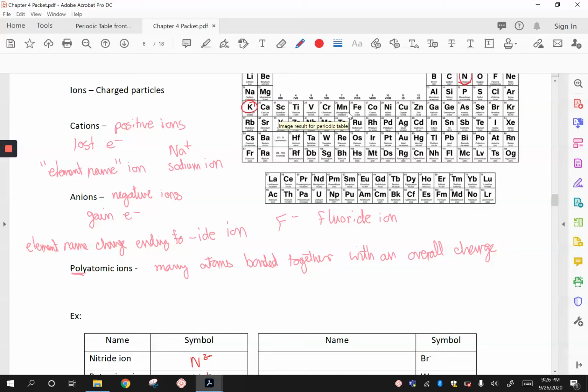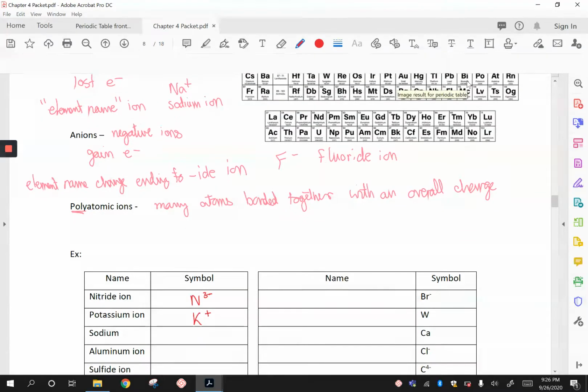Okay, next one is sodium. Where is sodium? Sodium is right here. What's the symbol for sodium? Na. Does it say ion? No, it doesn't. So they tricked us. It's just sodium, neutral sodium. It doesn't say ion. If it was sodium ion, it'd be Na+, but just sodium would be Na.